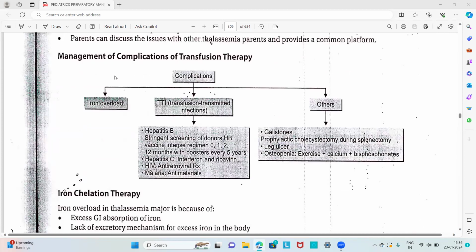After this transfusion, complications will develop. The complications following the transfusion therapy are iron overload, transfusion transmitted infections, and others. Iron overload causes serious complications on the heart and other organs also. For transmitted infections, we have diseases like hepatitis B, hepatitis C, HIV, malaria, and anti-malarials. Then others like gallstones, leg ulcer, osteopenia; exercise plus calcium and bisphosphonate should be required. So these are the complications following the transfusion therapy.